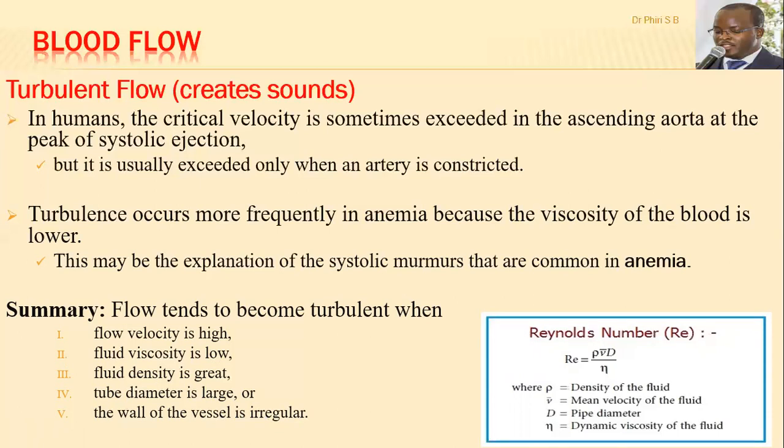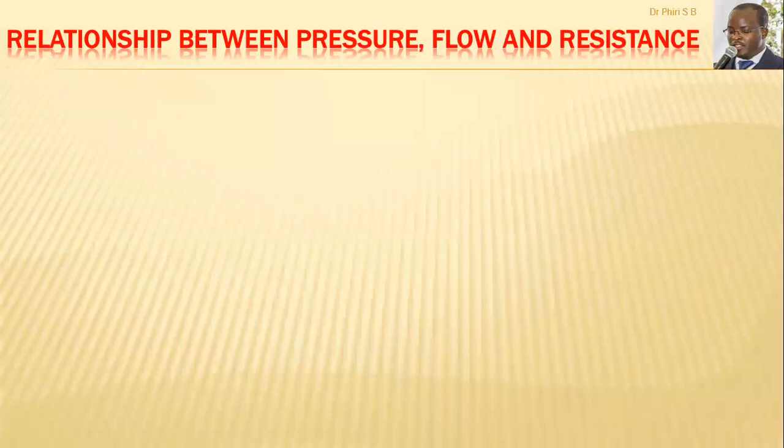If the Reynolds number is less than 2,100, then you're having more of laminar flow. Between 2,100 and 4,000, you're going to have a transition. Anything greater than 4,000, then you're going to have turbulent flow.